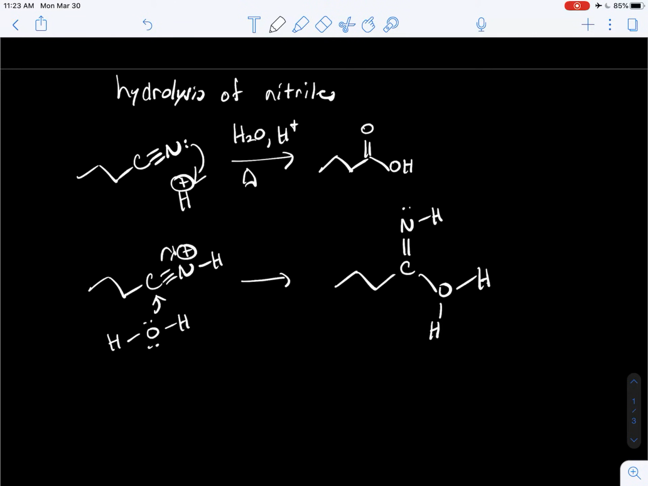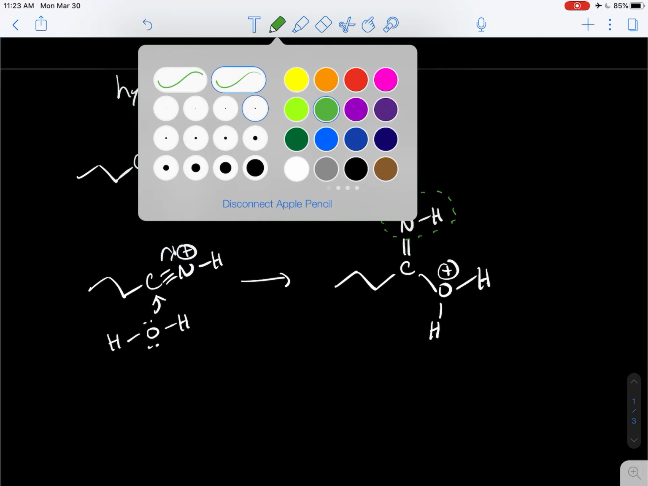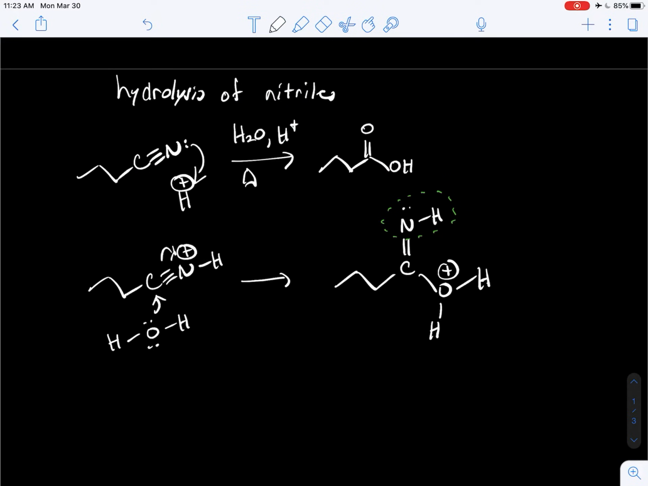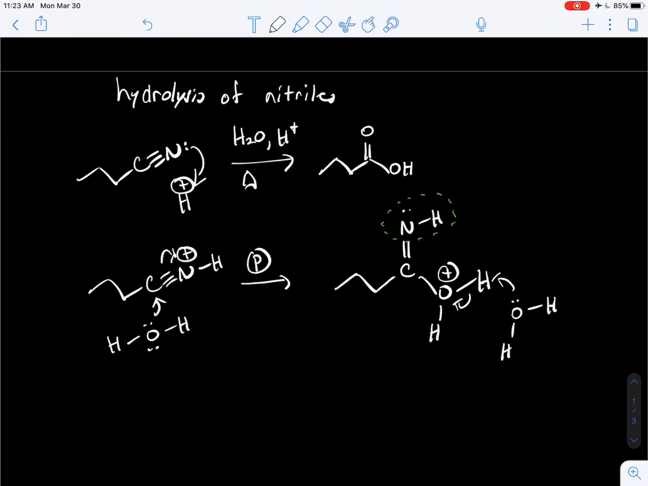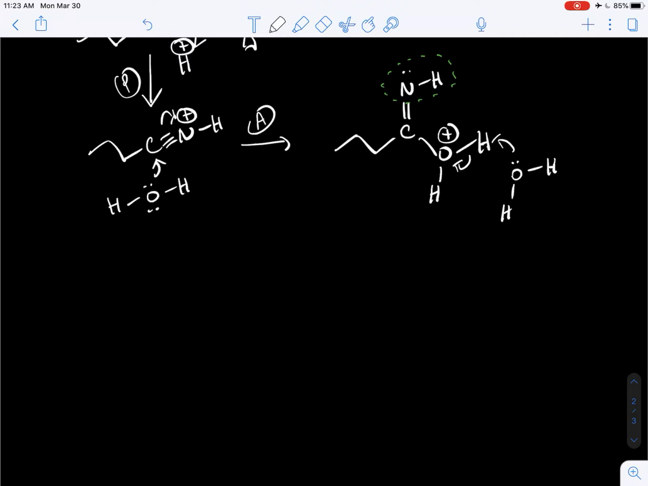So it's starting to look like a carboxylic acid now. Remember again, the goal is to remove this nitrogen as maybe a molecule of ammonia. So what we need to do is keep deprotonating and moving the proton around to the nitrogen. So here's water. It's going to deprotonate. Protonation happens here, attack happens here. Okay, so we want to deprotonate here.